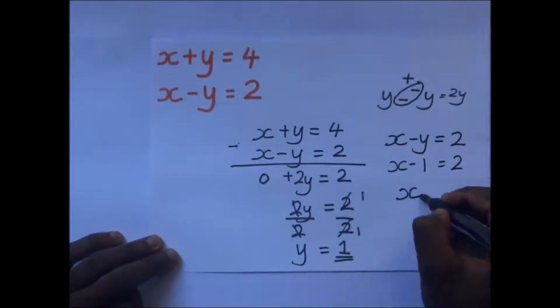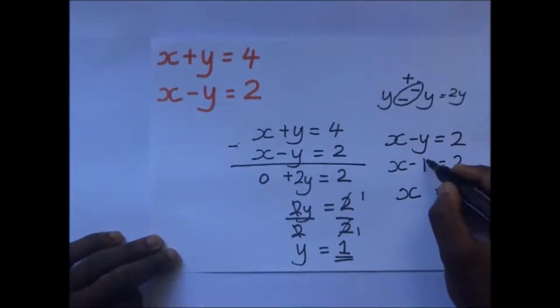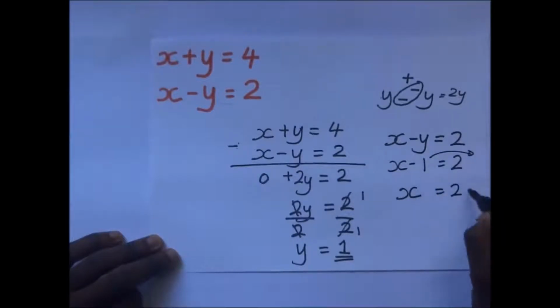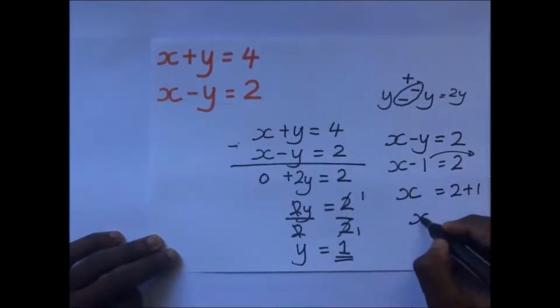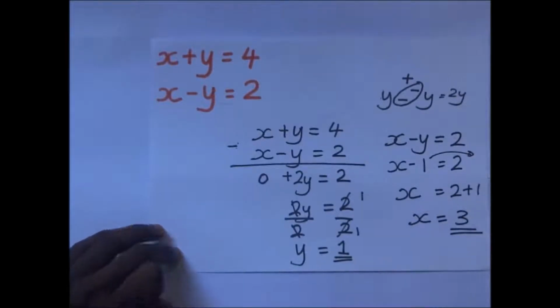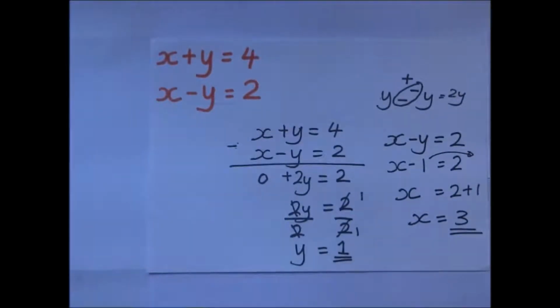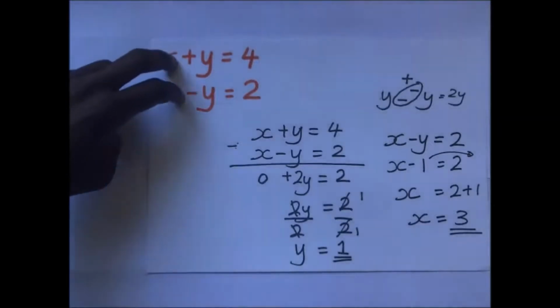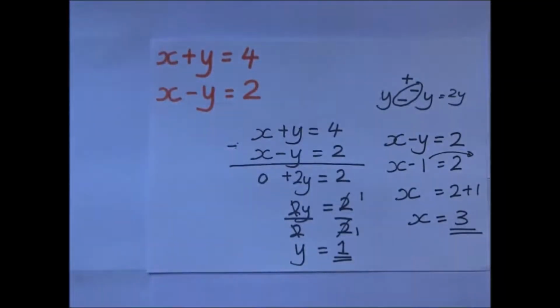So definitely our value of x here is going to become 2. This negative 1 crosses, it comes this way, it becomes plus 1 here, and our value of x is going to be 3. So our value of y is 1 and our value of x is 3. And that's how we solve this simultaneous equation using elimination method.